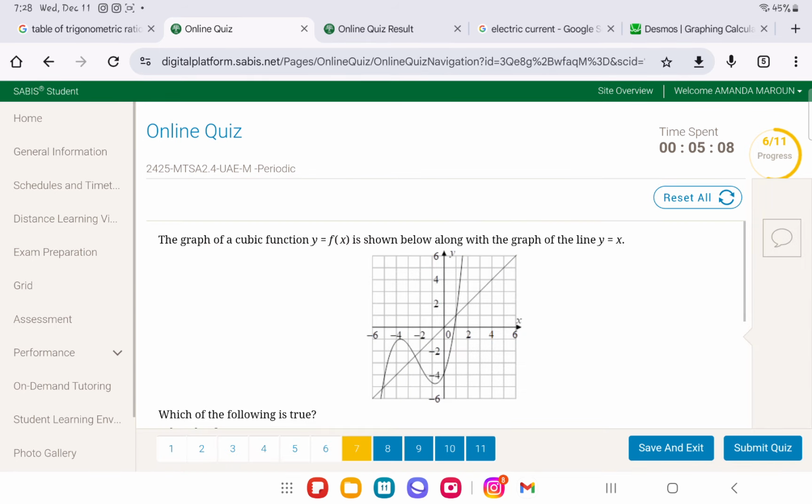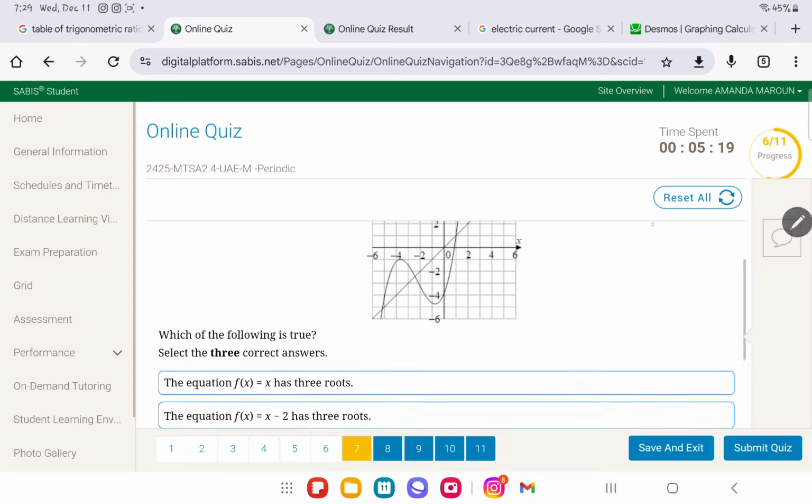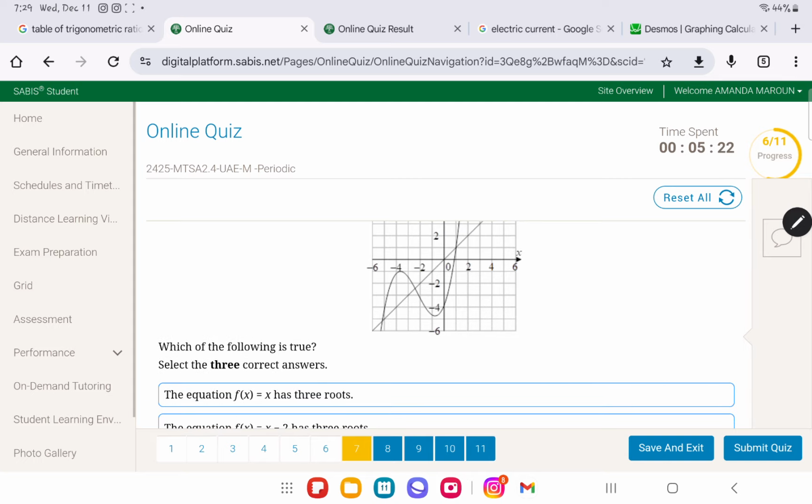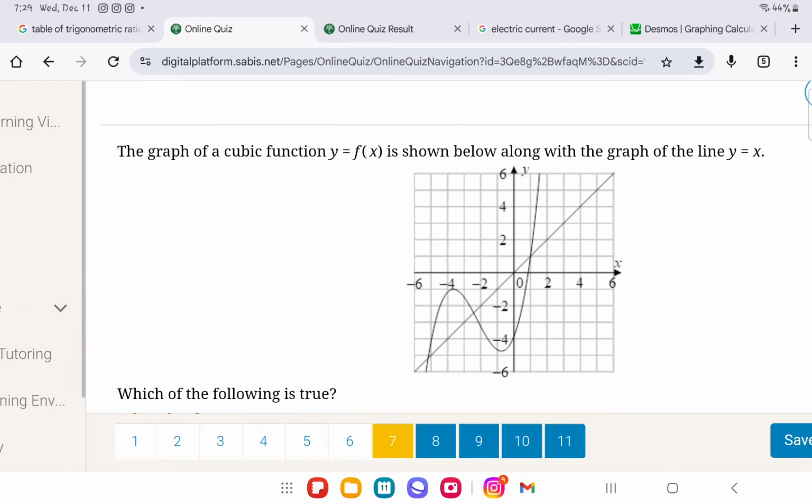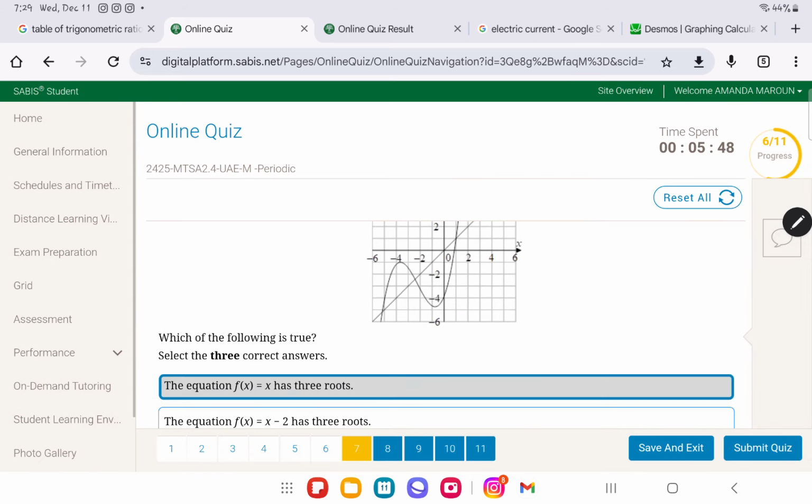Moving on to question number 7. The graph of a cubic function y = f(x) is shown below along with the graph of the line y = x. Which of the following is true? Now, if f(x) is equal to x, if you do not shift this straight line in blue, how many roots does it have? How many roots, meaning at how many points does it intersect with the second graph? We can see clearly 1, 2, 3 points. So f(x) = x has 3 roots.